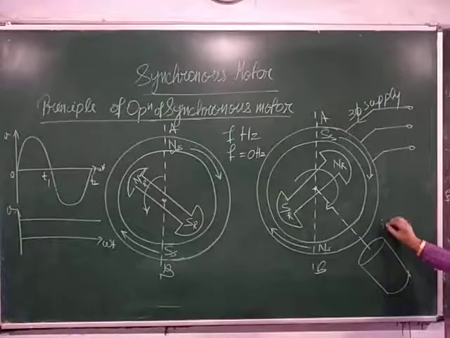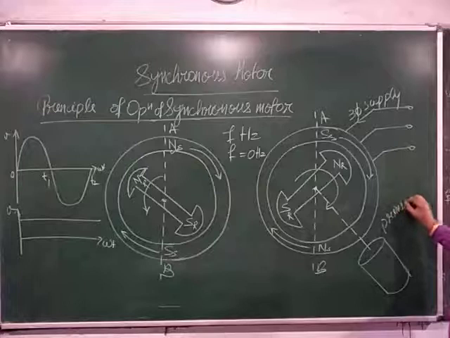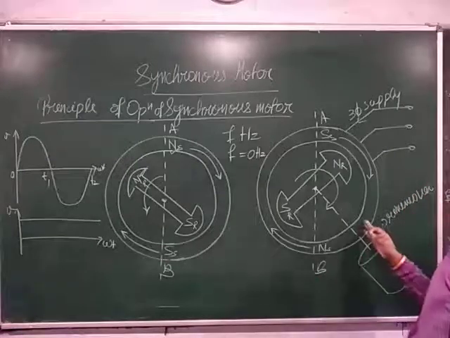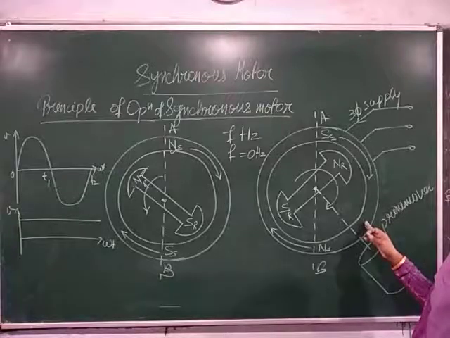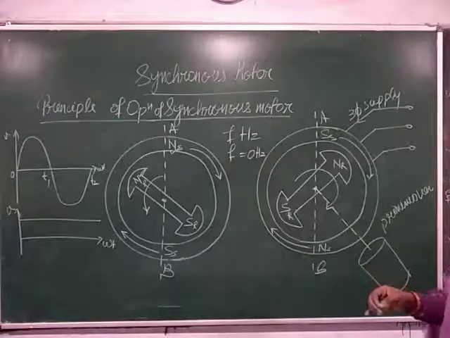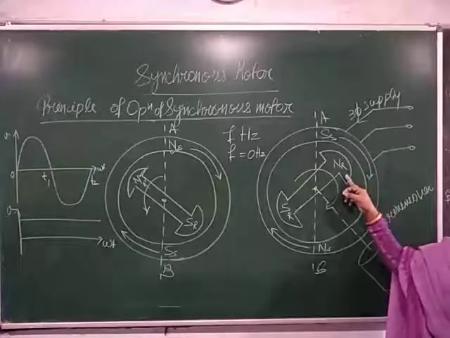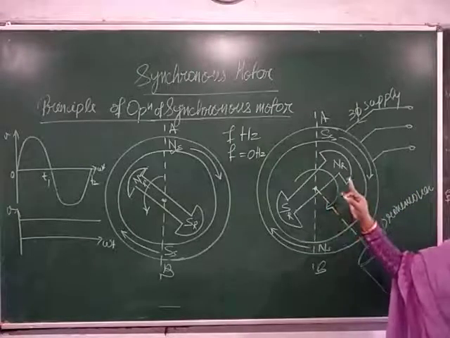This is the prime mover, with the same speed as that of the rotating magnetic field. Again I repeat, initially the rotor is unexcited, meaning no current is flowing through this rotor part.